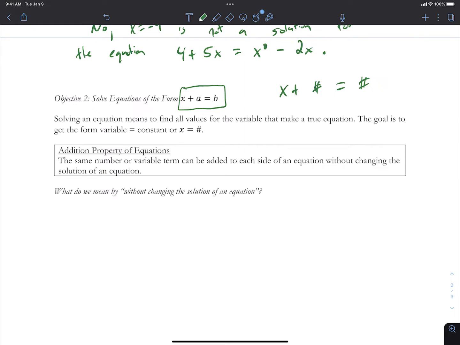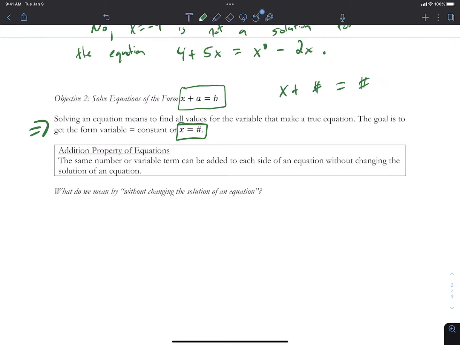And so when we solve an equation, that means to find all values for the variable that make a true equation, right? The goal is for us to get the form of variable equals a constant, in other words, x equals some number. So if I can get my variable equals some number, then I've found the solution. So in order to work with equations in this format, we're going to need to use what's called the addition property of equations, or sometimes called the addition property of equality, right?